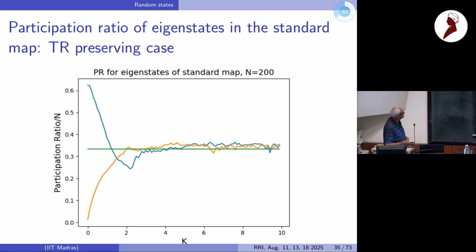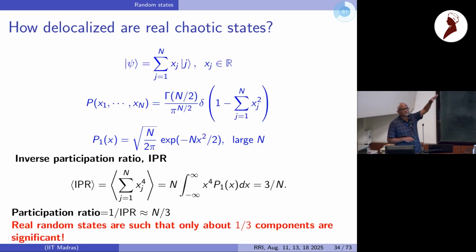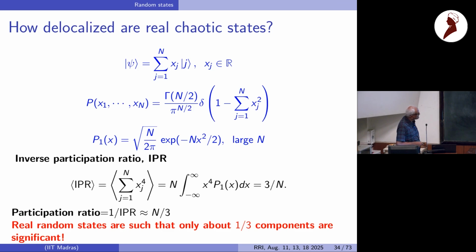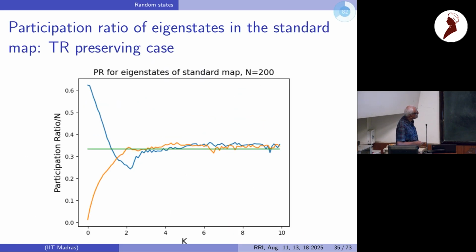So here I'm showing you, I've introduced already the standard map, so you can play around with all those parameters there. I've taken n as 200. And what I'm doing is, for every value of k, I'm diagonalizing this. I get 200 eigenstates. For each of those eigenstates, I have these xj. I'm calculating xj to the power of 4, and I'm getting a number, and I'm taking 1 over that, and I'm averaging that over all the 200 states. Ultimately, I have only one number from all the 200 states. I plot that as a function of this parameter k.